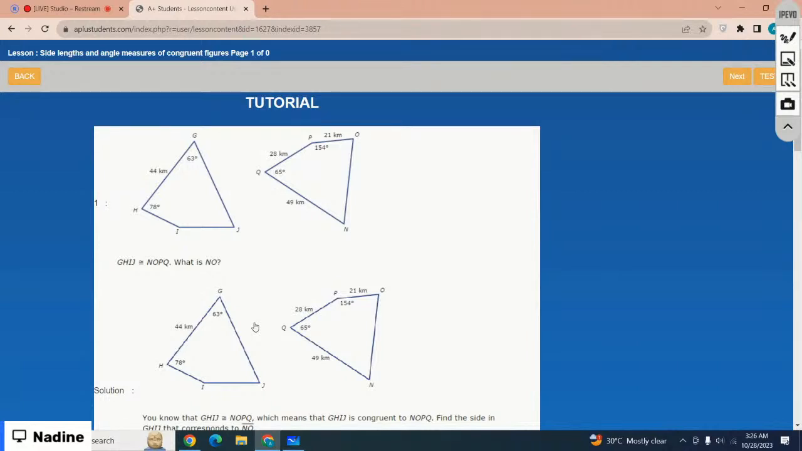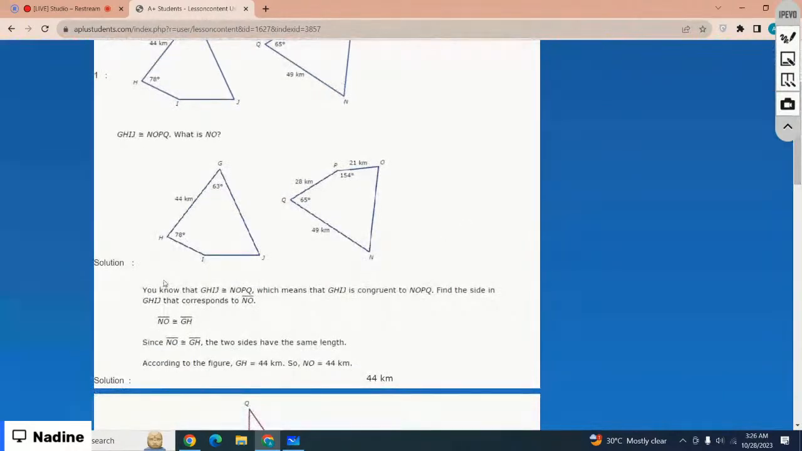Okay, GHIJ is congruent to NOPQ. Where is NO? Okay, you have to find the side from figure 1 that is congruent to NO. So NO is congruent to GH, right? So the correct option is GH.